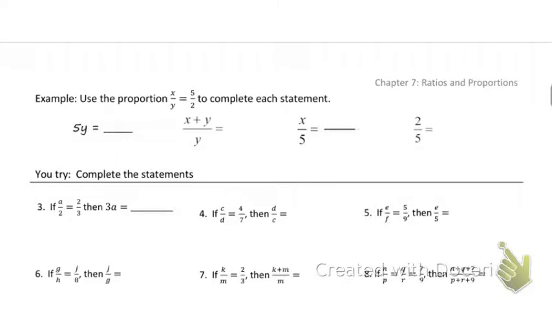All right, we're going to use proportions to complete each of the following statements. So our first one starts off with 5 times y. Well, those are our two means being multiplied. If my two means are being multiplied, they're going to equal my extremes being multiplied. So 5y is going to have to equal 2x.